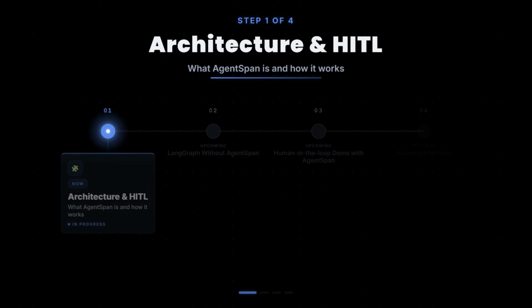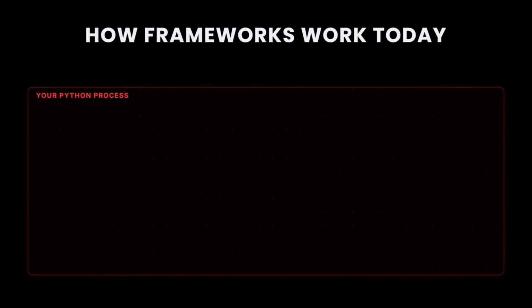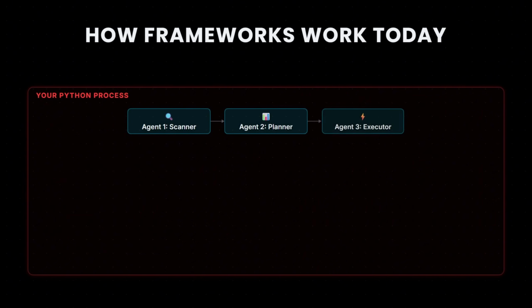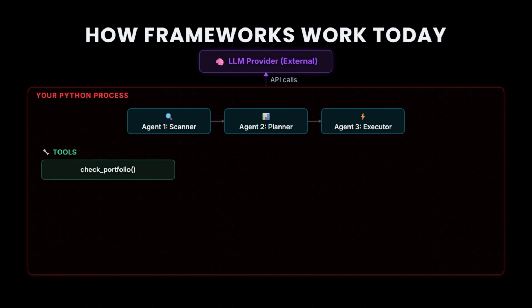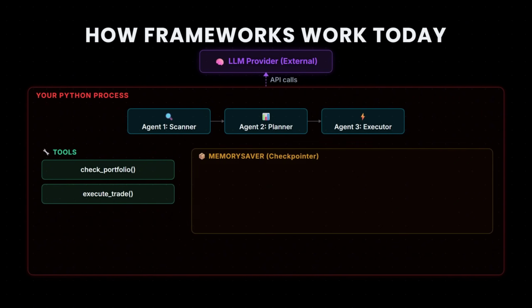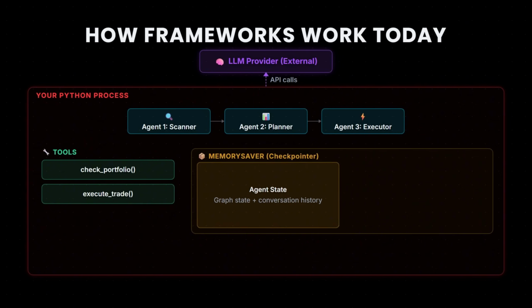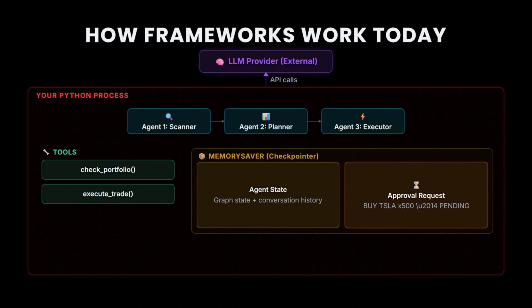Now, to understand what Agentspan really does behind the scenes, let's first look at how things work today when you're using frameworks like LangGraph, CrewAI, or OpenAI Agents SDK. Right now, your entire agent pipeline runs inside your Python process. The LLM calls, the tool execution, the agent state, the conversation history, it's all in one process. And when your agent needs a human approval, let's say for a trade, a deployment, or a contract change, that approval state also lives in the same process memory.